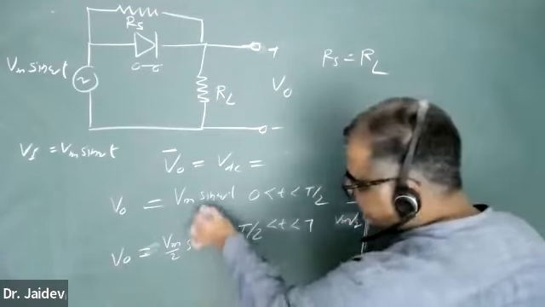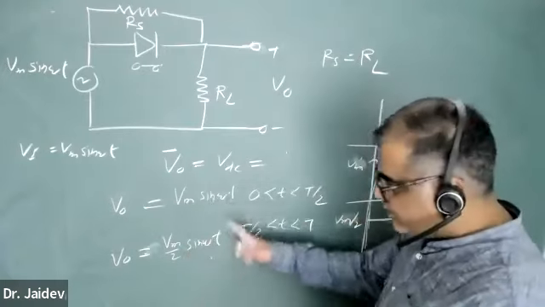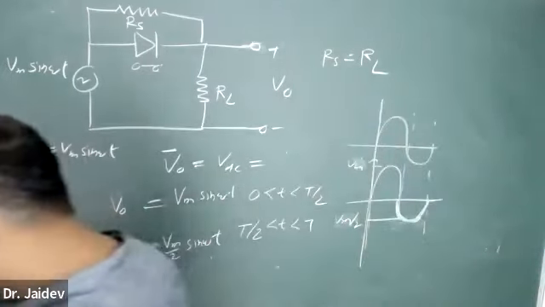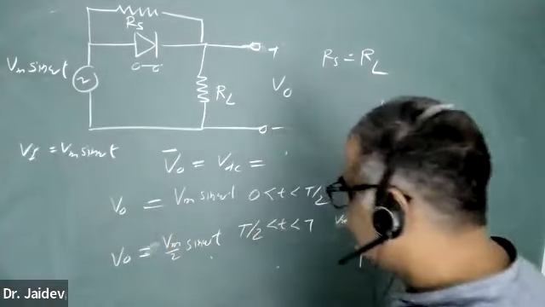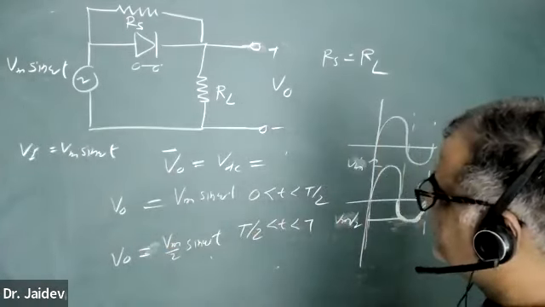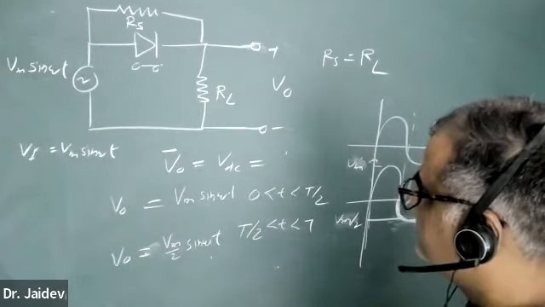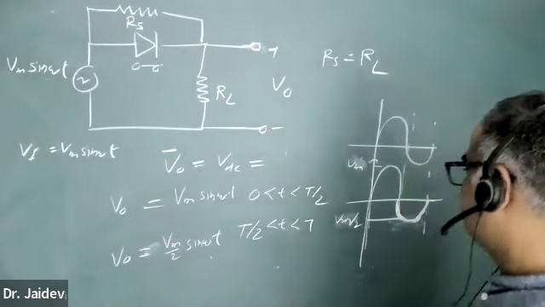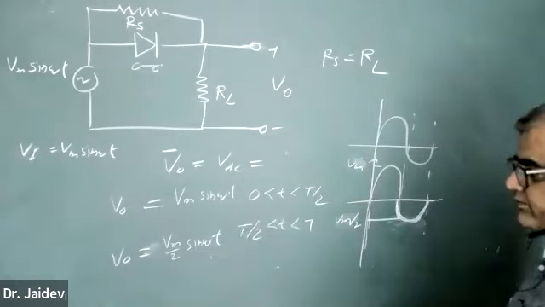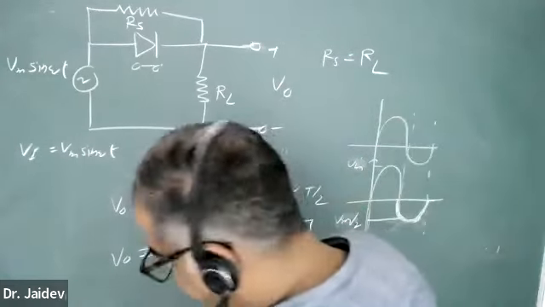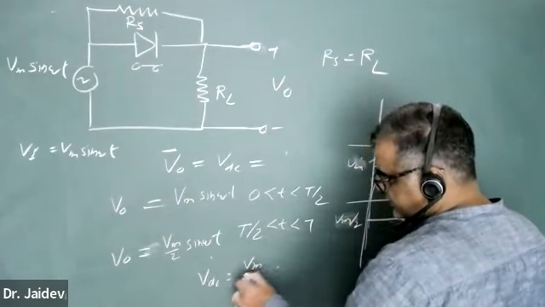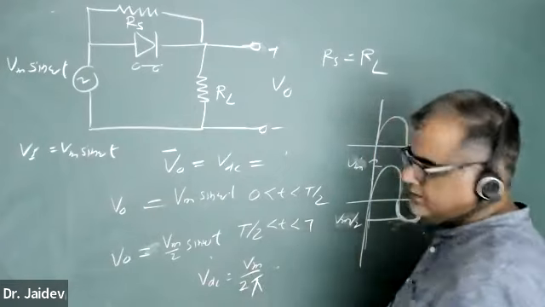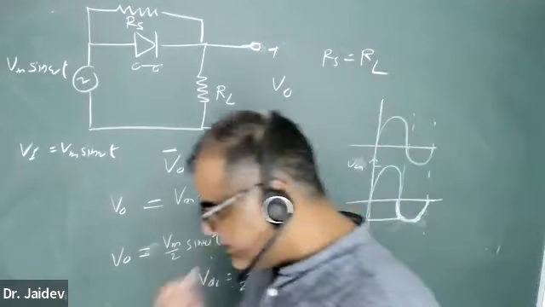Now the average, you know the function. If this is clear, now write the function, the average value. Tell me, what is the average value? Upon 2 RL will not come; RL what will come? We are not finding current, we are finding voltage. Sir, average Vm upon 2 pi will come. Yes, very good. The average of the first one is V naught by pi; minus that would be half again, so that is V naught by 2 pi. So the average is Vm by 2 pi.